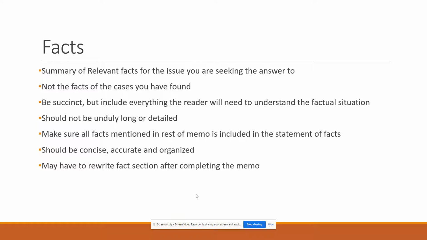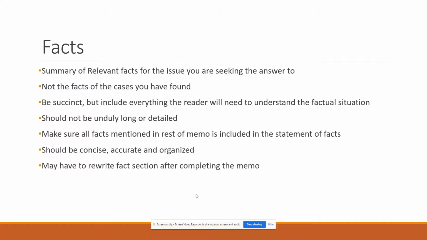Okay, so your facts. Your facts are the facts of the issue for the case, for the matter that you are seeking an answer to. Okay, your facts are not the summary of the facts of the research of the cases that you've researched. Okay, so attorney comes into your office. Hey, we have a client. This is the client's problem. This is the client's situation. Those are the facts.